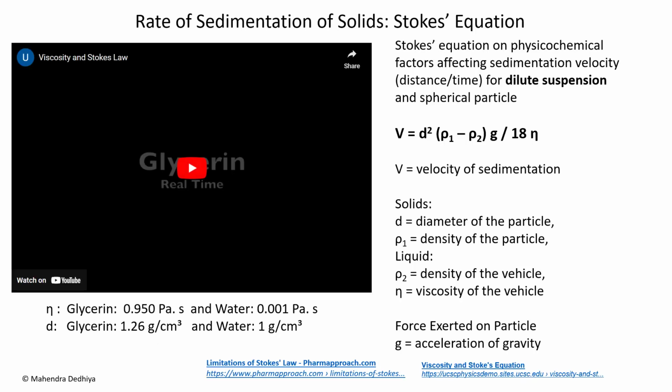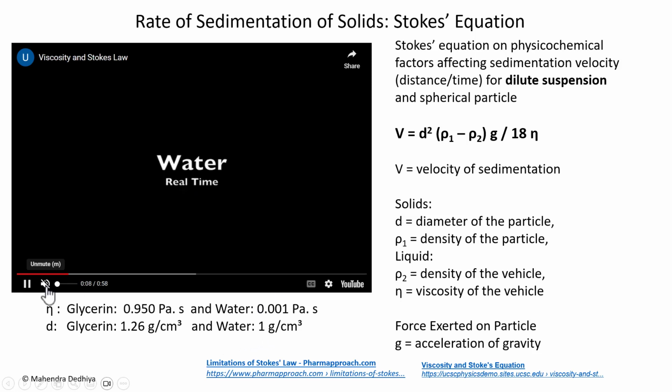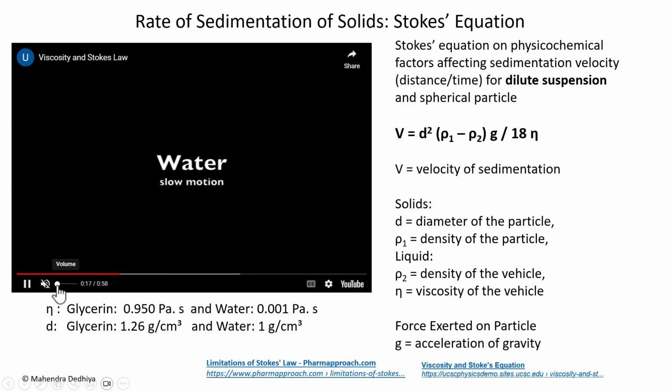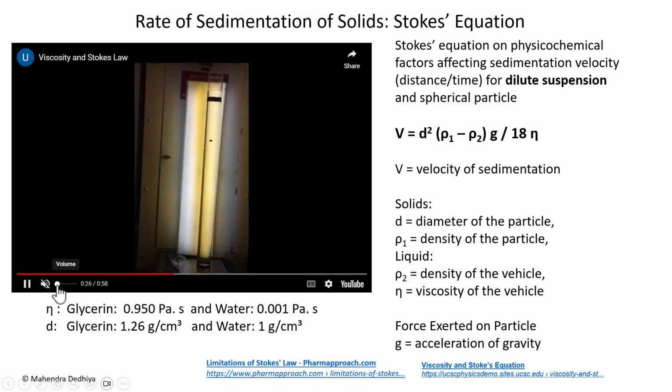Rate of sedimentation of solids. We will see an example video and theoretical explanation. In this case, we will see glycerin and water. Glycerin has a viscosity of 0.95 Pascal second. Water is 0.001 Pascal second, or 1 centipoise. Glycerin density is 1.26, whereas water is 1 gram per cc. We will see a solid particle settling in water very rapidly, in slow motion, for demonstration purposes.